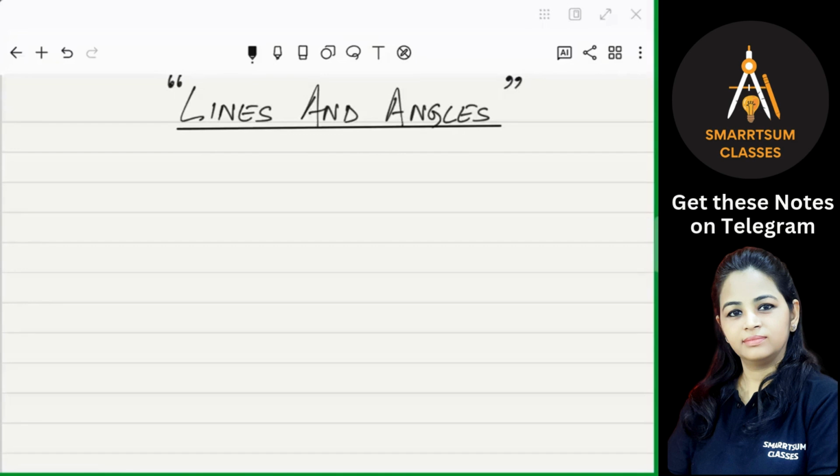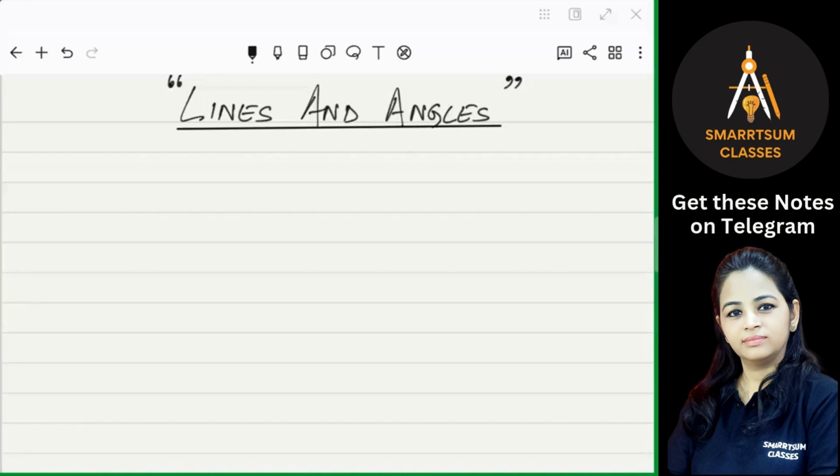So today we'll start the new chapter, that is lines and angles. In this chapter, we are going to study the different types of angles: complementary, supplementary angles. These are the basic terms and definitions. What do you mean by corresponding angles, alternate angles, vertically opposite angles? What are intersecting lines, non-intersecting lines? Linear pair of angles.